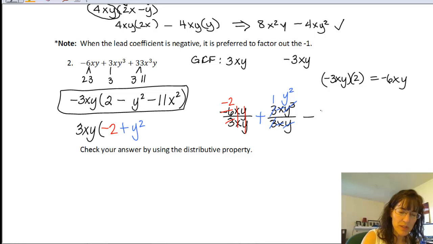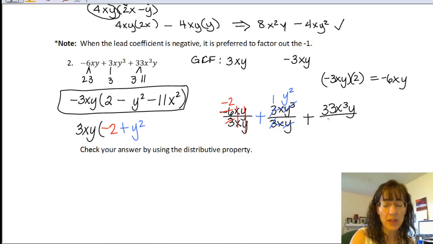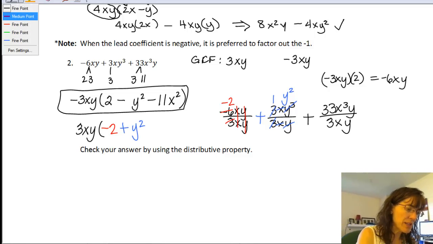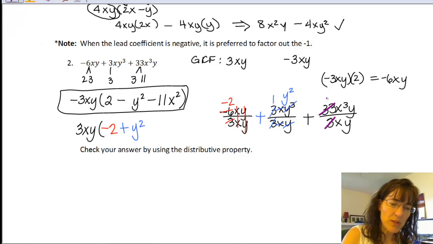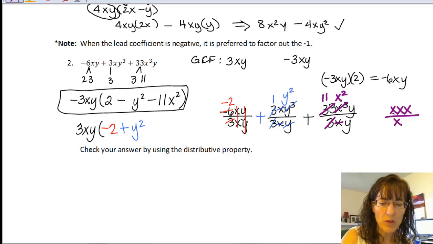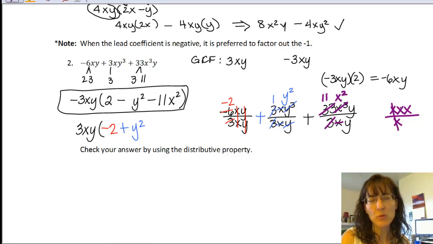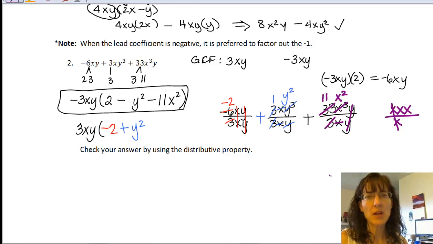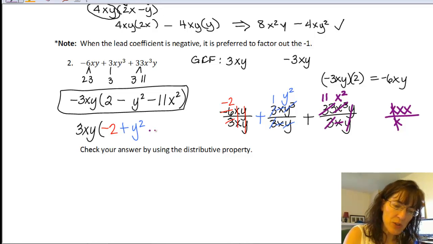And then my last term was plus 33x cubed y, and I'll divide it by that greatest common factor, 3xy, and I want to simplify and see what I end up with. 3 goes into 33 11 times, x goes into x cubed x squared times, because remember x cubed is really xxx, and I have it over a single x, so those will go, and I'm left with 2 x's multiplied in the numerator. And then finally, y over itself is just 1. So for the last term, I have plus 11x squared.